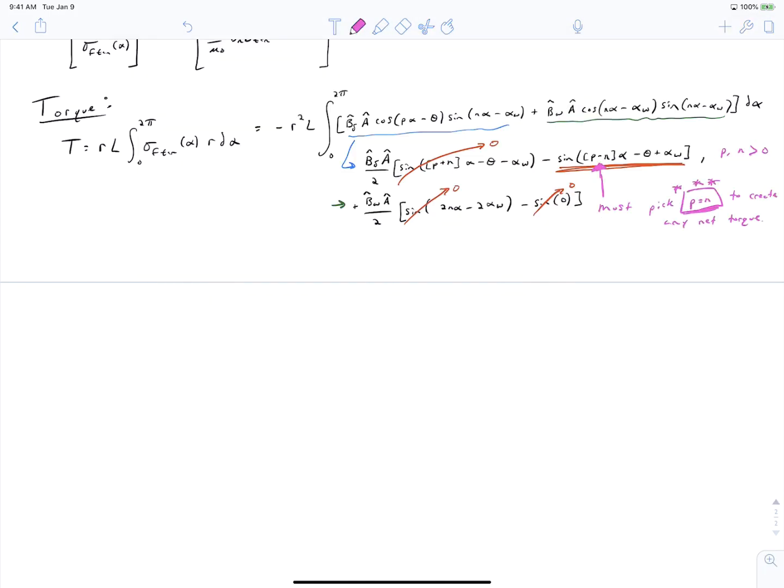So that informs our winding design process. That means that our winding must create the same number of pole pairs as our magnetizing field has. Now if we take this result and we finish evaluating our integral, we get the following.